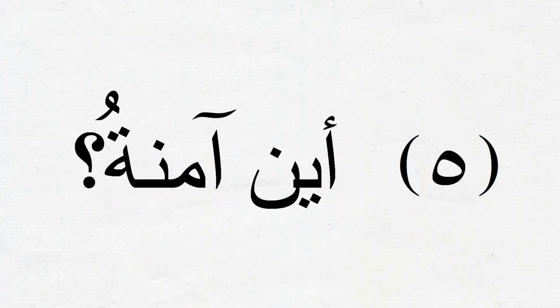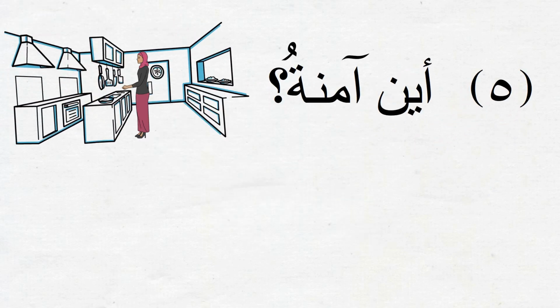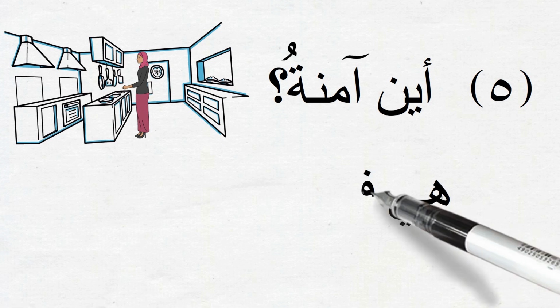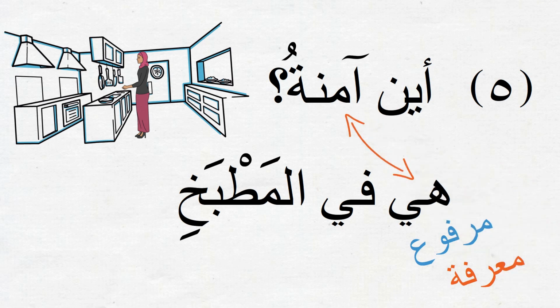The fifth question. أين آمنة? Where is آمنة? How do we answer? It looks like she is in the kitchen. هي في المطبخ. Very good. هي في المطبخ. The ضمير هي is مرفوع معرفة اسم. It is replacing آمنة. في المطبخ is a جار مجرور phrase.